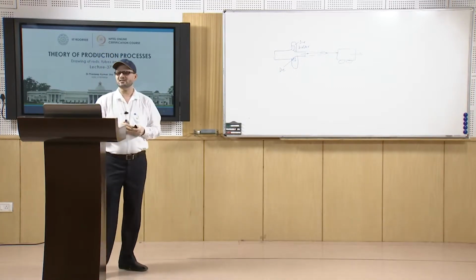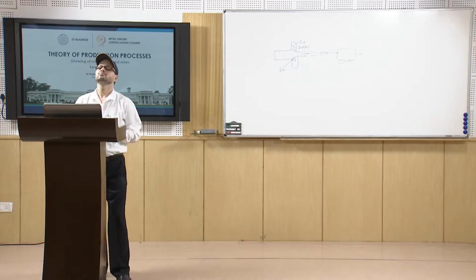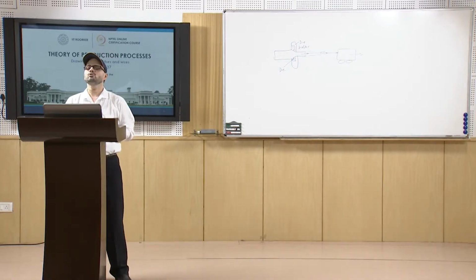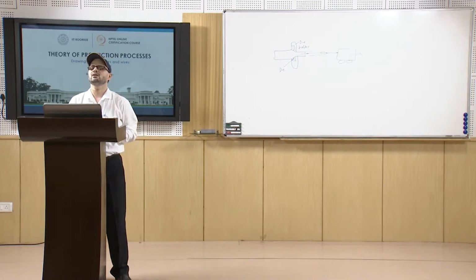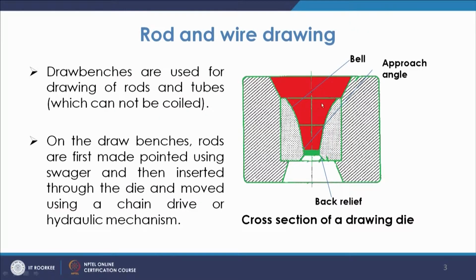Now, if you look at the drawing die, at the typical geometry of a drawing die, you look at this geometry. Here what you see is this is bell shaped. So, basically the entrance of the die is made bell shaped, so that the wire which is entering into the die will draw the lubricant.